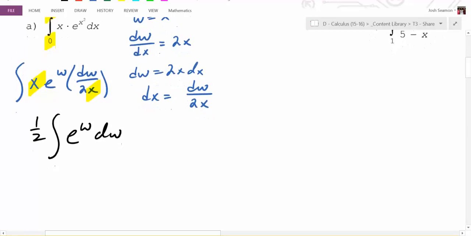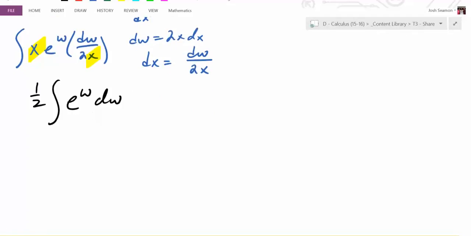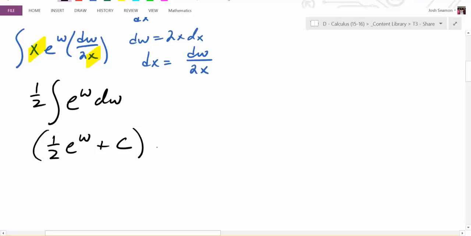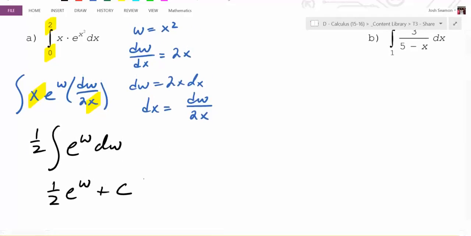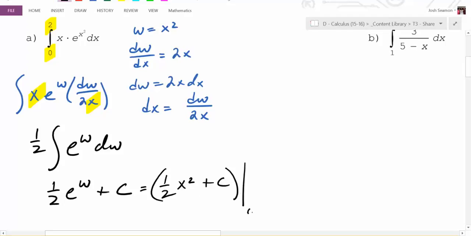Okay, so if we continue with this, we're at the integration stage. We've substituted, now we integrate. What's the integral of e to the u? E to the u, plus C. And we're integrating this. Oh, we haven't substituted yet. Now we substitute. What does u equal? So it's 1/2 x squared plus c integrated from 0 to 2. Now we're integrating it.